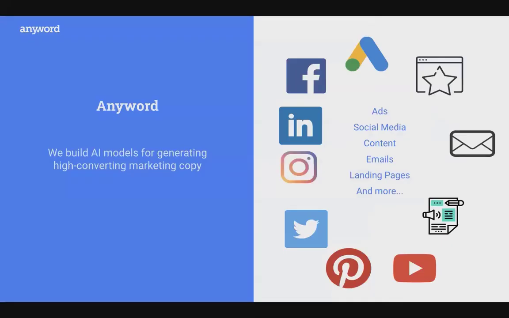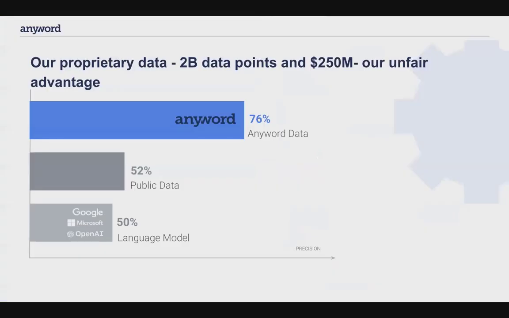But what makes us special is what we do, which is we build AI models for generating high converting marketing copy. What does that really mean? Basically, we have really smart computers that create amazing copy for ads, social media, content, landing pages, blog posts, emails, and on and on and on. We also have some more advanced AI capabilities on top of that, but that is the basis of what we do.